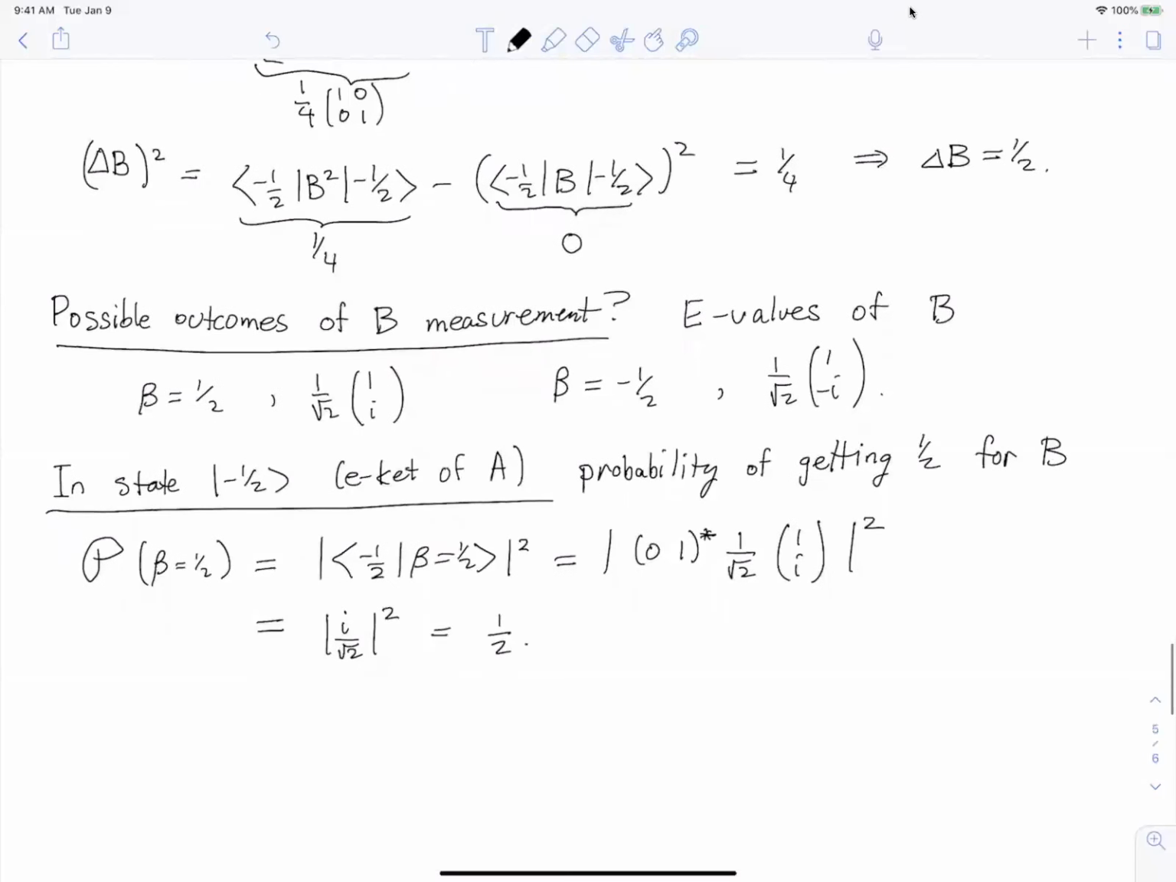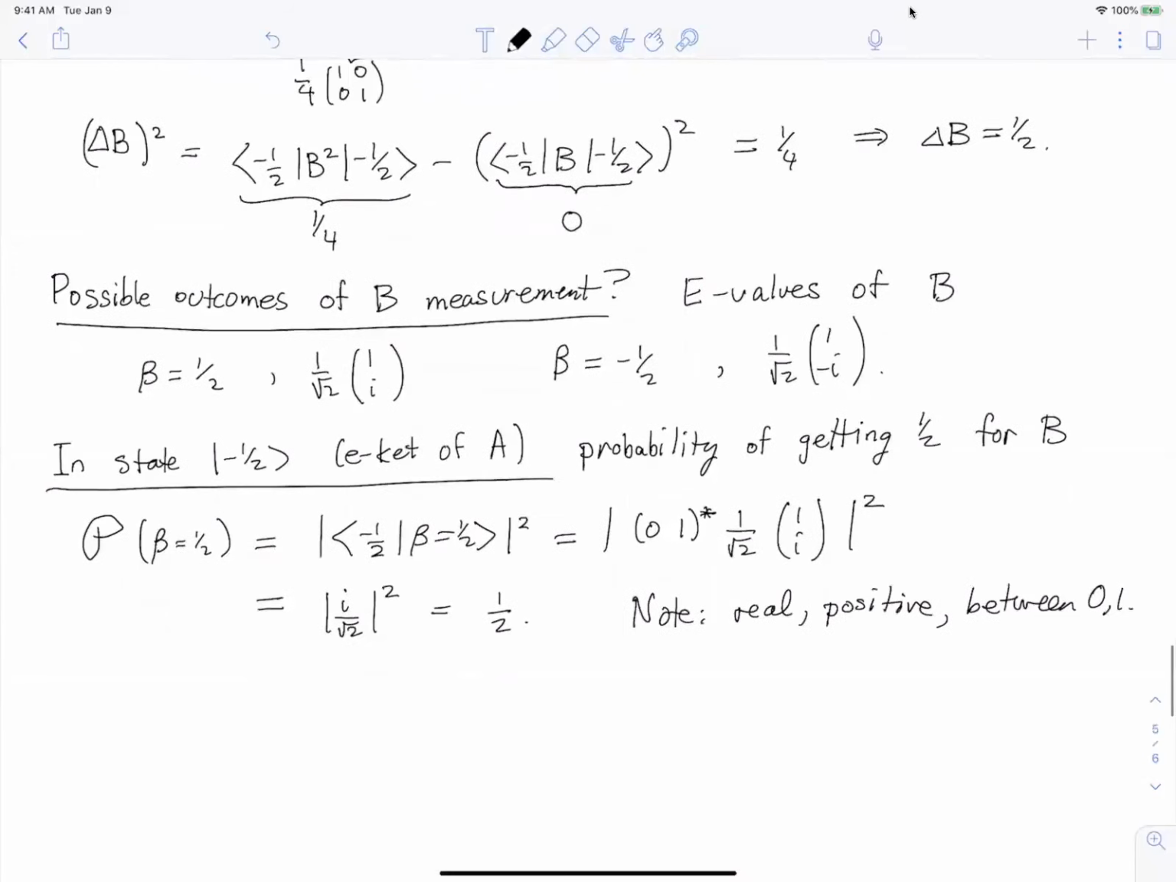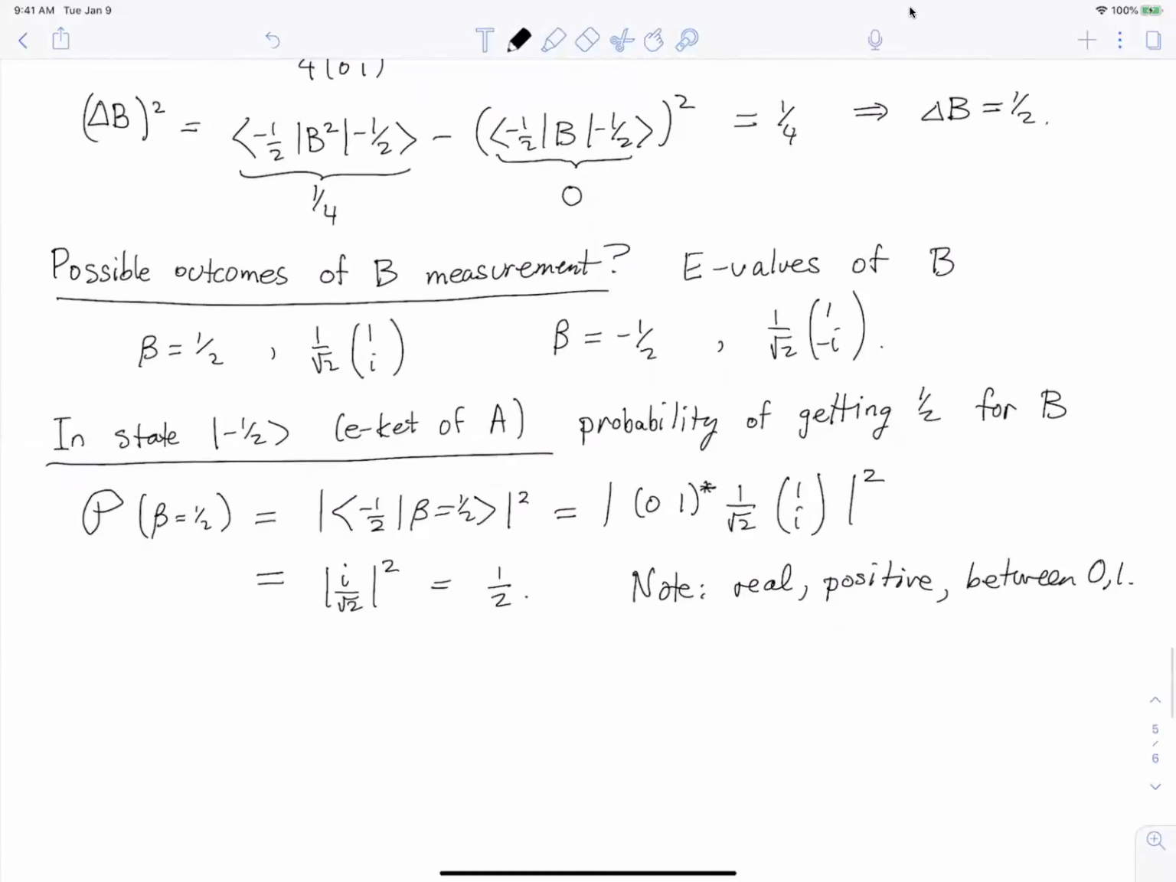Okay, so as a reality check, notice that this thing is a reasonable probability. It's got to be real, it's got to be positive, and it's got to be between 0 and 1. If it doesn't satisfy those conditions, just in general for any probability problem, then it means you made a mistake somewhere. And there's no contradiction in the postulates of quantum mechanics. They're known to be consistent. And so it must be just an arithmetic mistake that you made.